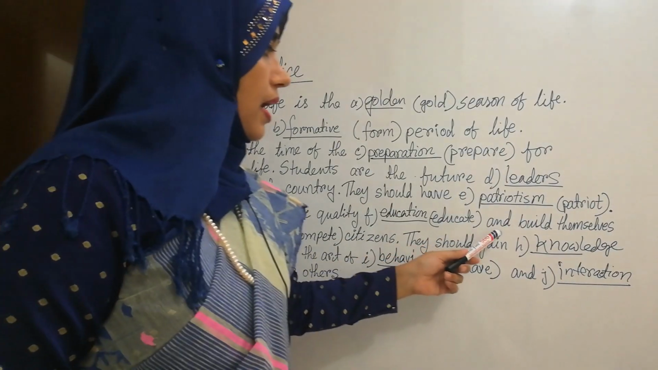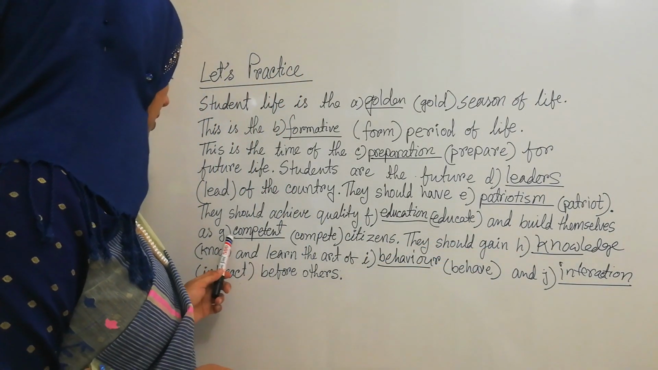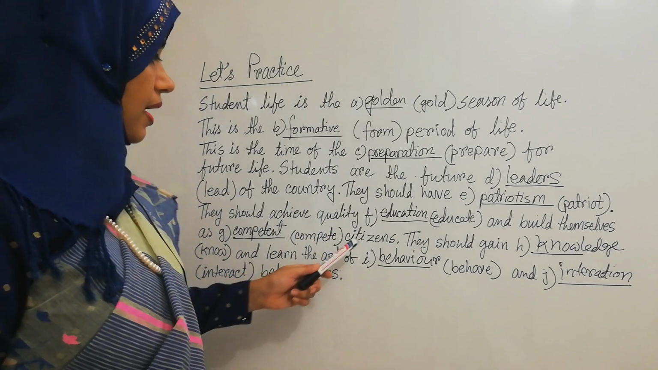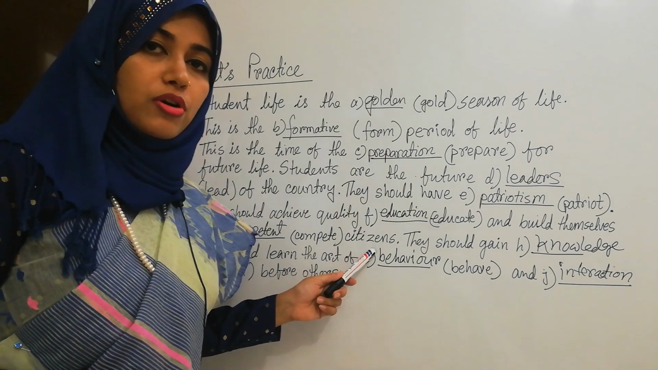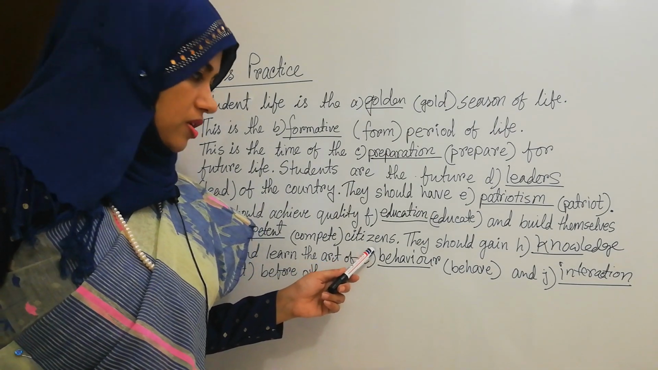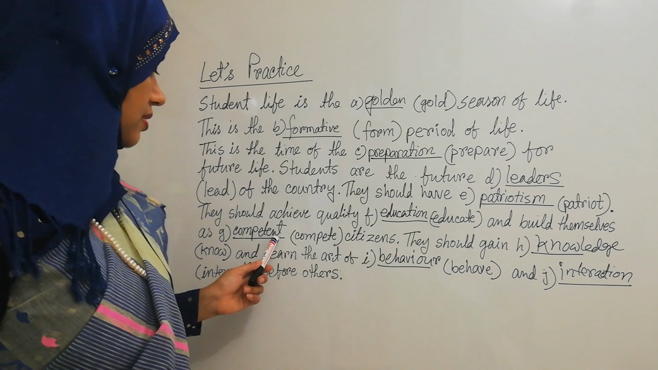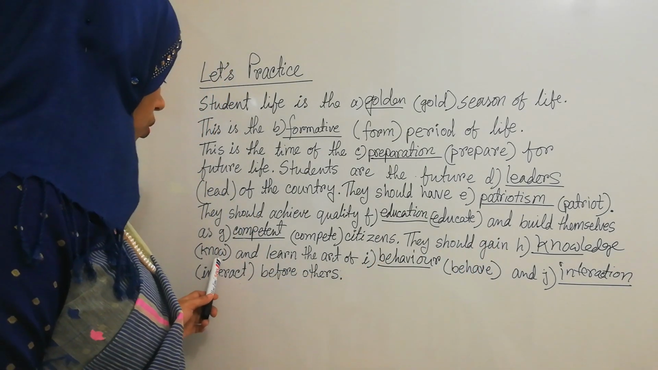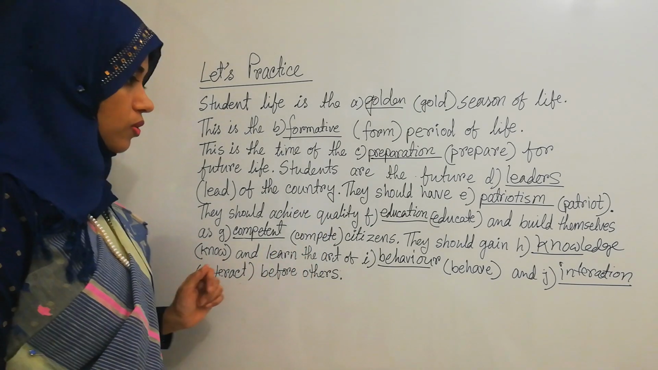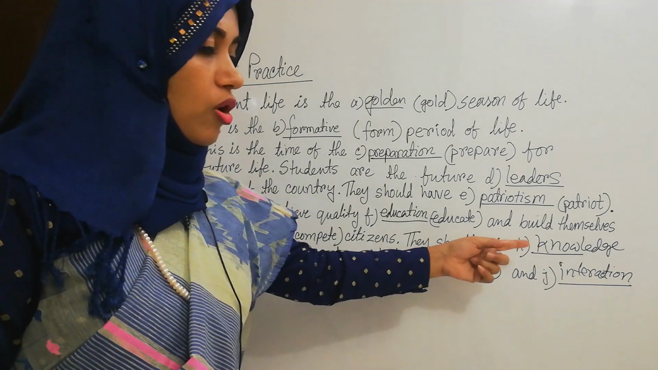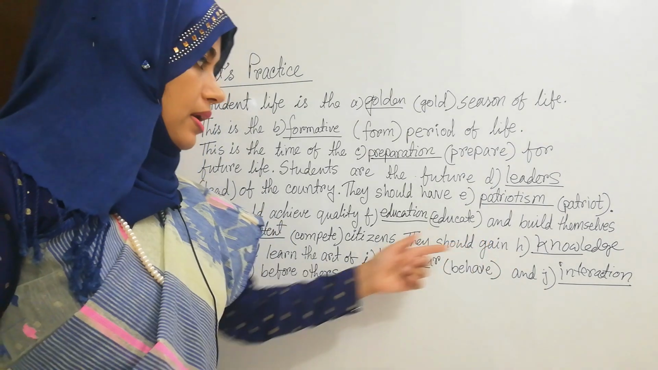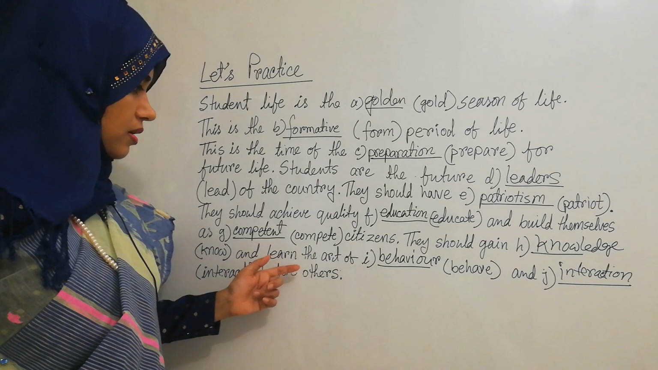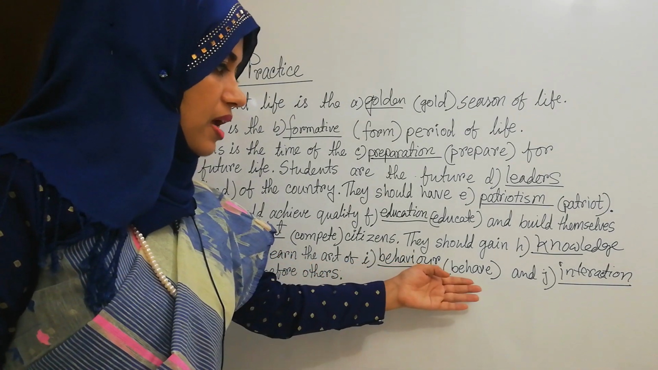Okay, and build themselves as compete citizens. Again, gap and noun. So before noun there will be an adjective. Compete, competent is the adjective form. Then they should gain know, they should gain know, again subject, verb, object. The object will be the noun form, that is, they should gain knowledge and learn the art of behave.